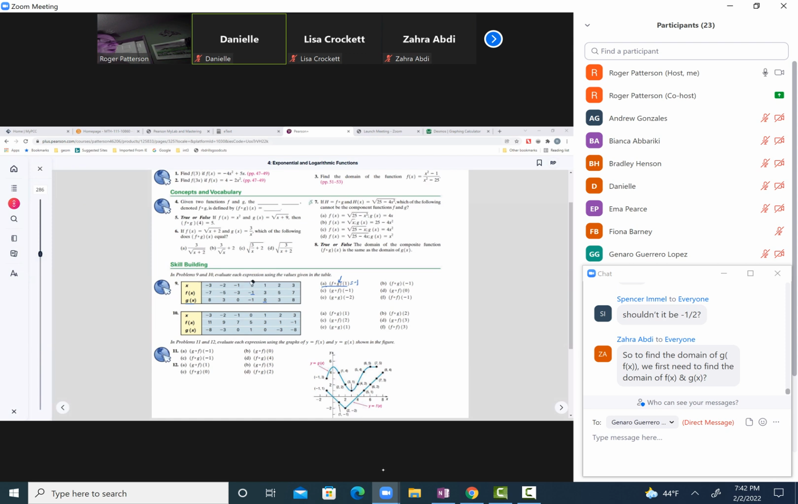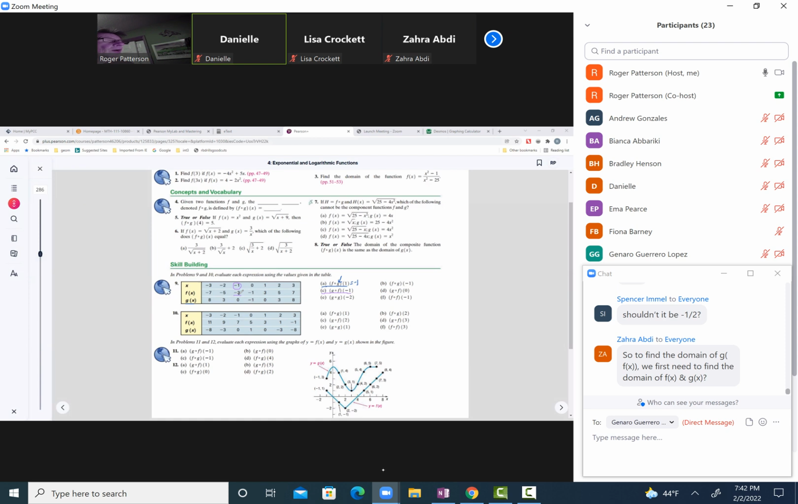So let's try a different one. Let's try C, for example. We're going to go g of f of -1. So I start at -1. Here's my -1. I go to f first. That's right there. That's -3. So -1 gives me -3.